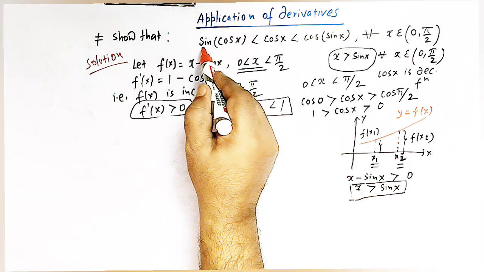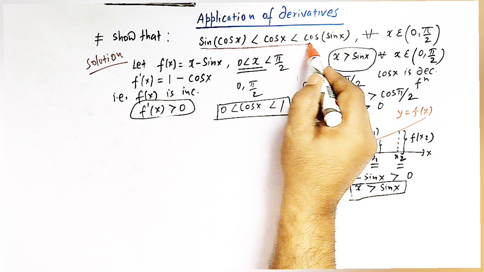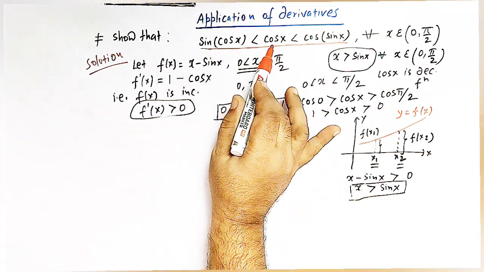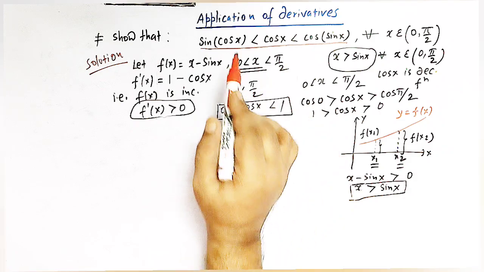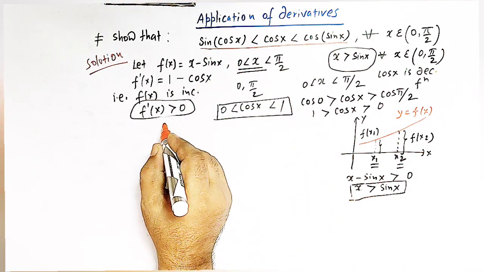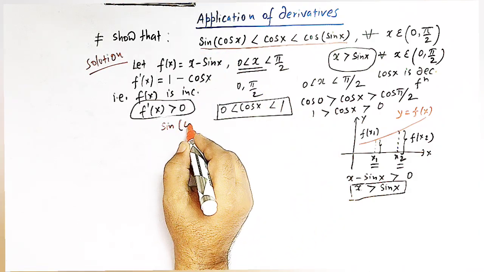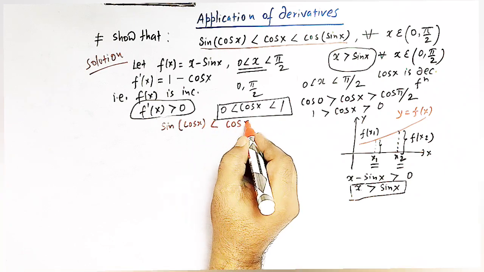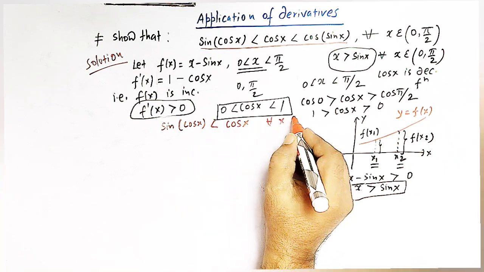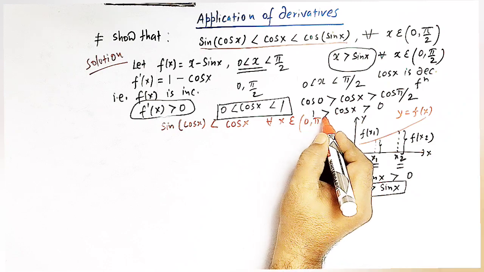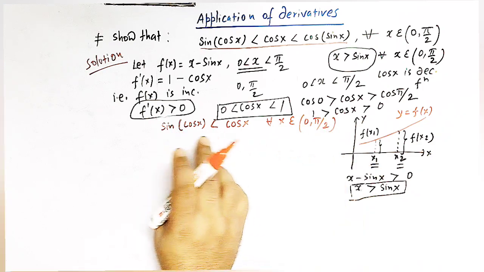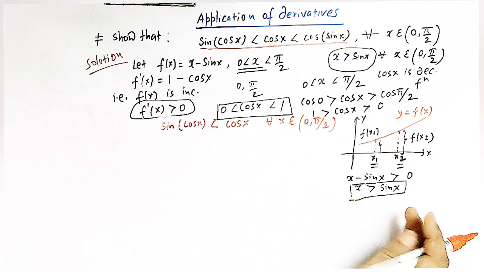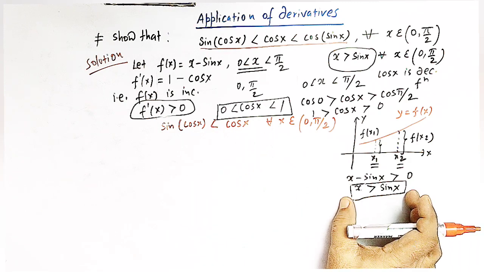So now let us come to our inequality which is to be proved, right? So we'll prove this inequality in two parts. First we'll prove that sine of cos x is less than cos of x for all x belonging to this interval 0 to pi by 2, right? For proving this inequality, we'll take help of this one, right?